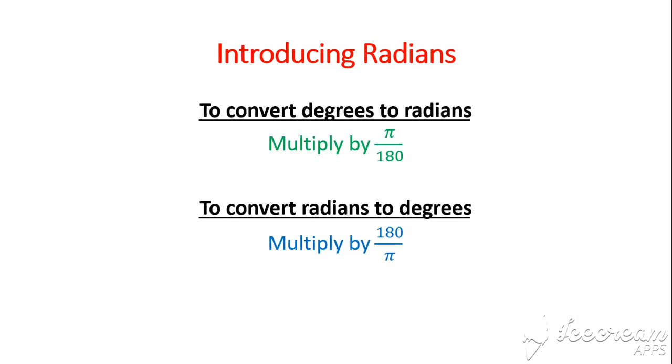Right, well here's a formal way to change radians into degrees and degrees back into radians. Let's go through this and see if we can practice it with a few examples.